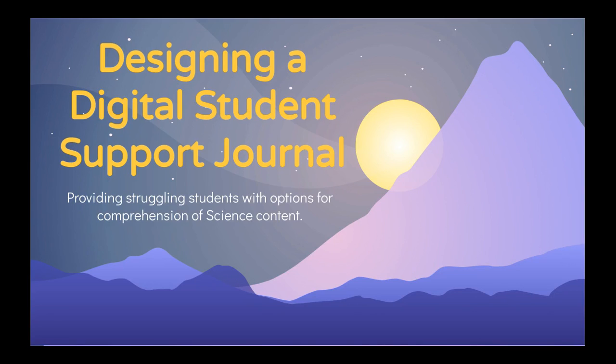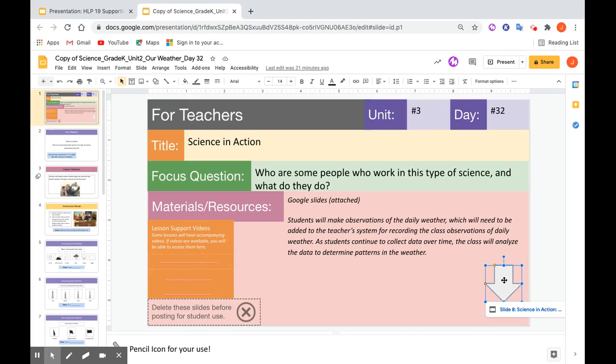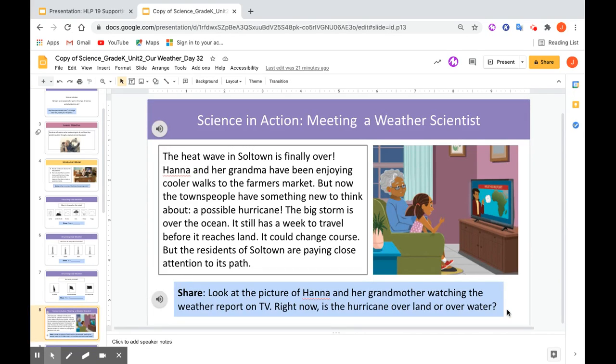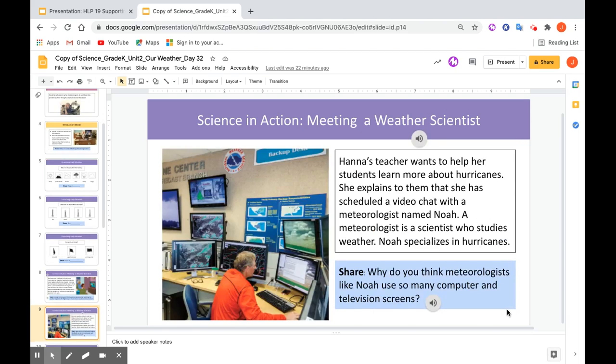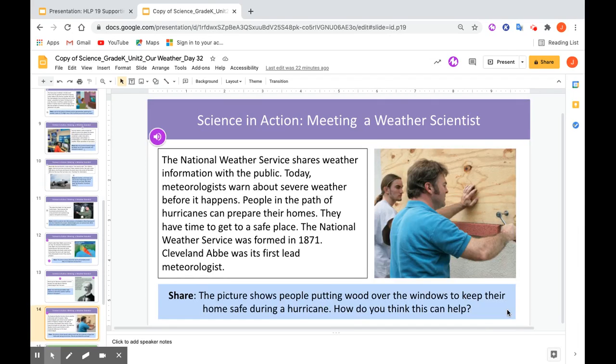This presentation is about designing a digital student support journal that provides struggling students with options for comprehension of science content. This journal supports kindergarten students in Unit 3, Day 32, Science in Action. Who are some people who work in this type of science, and what do they do is the focus question. This journal supports comprehension of content from the section titled Science in Action, Meeting a Weather Scientist. There are 7 slides with information and discussion questions.